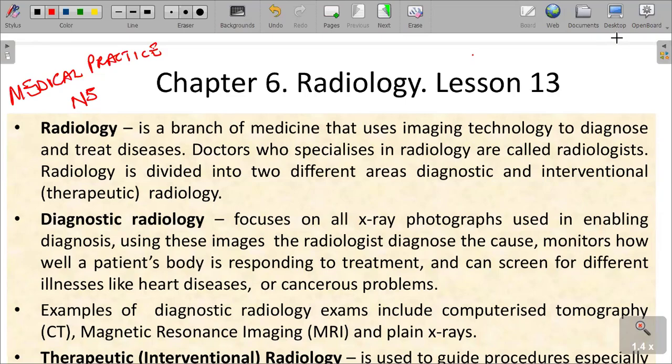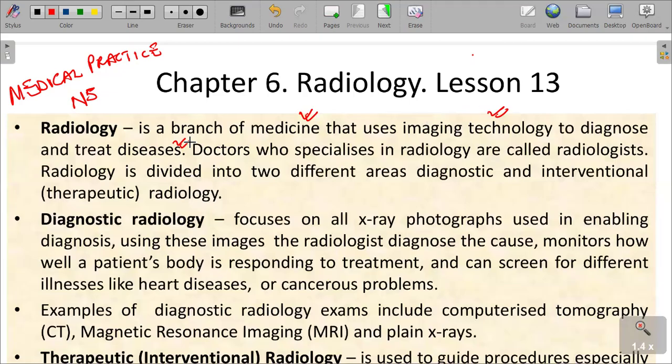So we are just going to quickly go through the content of today, such that we don't take a lot of time. The definition of radiology is a branch of medicine that uses imaging technology to diagnose and treat diseases. So we are saying this is a technological advancement or development in the field of medicine where imaging is used in terms of diagnosis and also treatment of diseases.